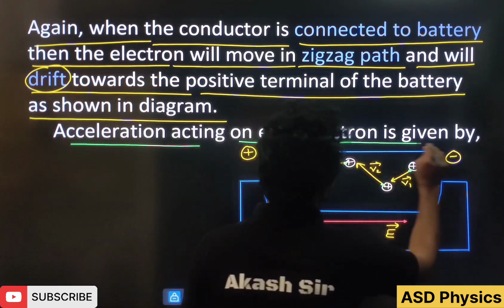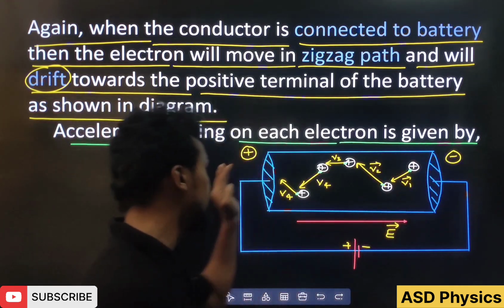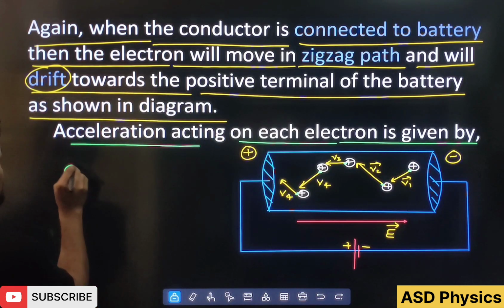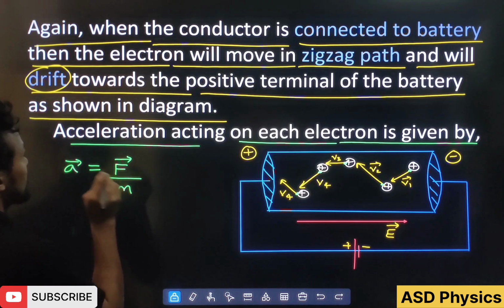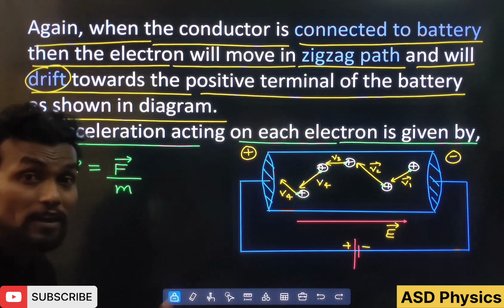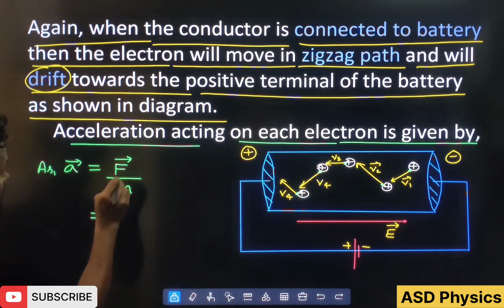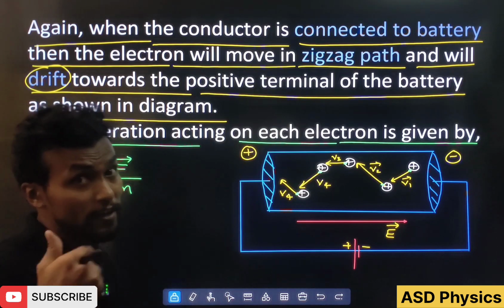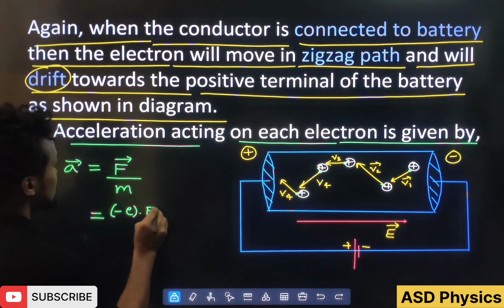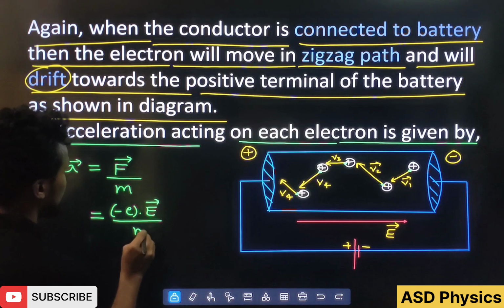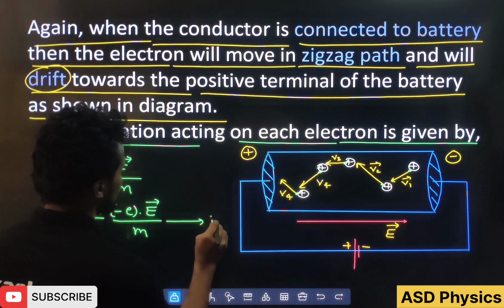After that, see here please. The acceleration acting on each electron is given by, as I have told you, electrons are accelerating in which direction? Negative end to the positive end. So this acceleration is given by, you know very well, Newton's second law of motion. Acceleration a equal to F by m, because we know F equal to ma. Here E equal to F by Q, so F equal to QE. The electron has a charge, minus e, the electric field is E, and divided by m. This is the acceleration acting on each electron.